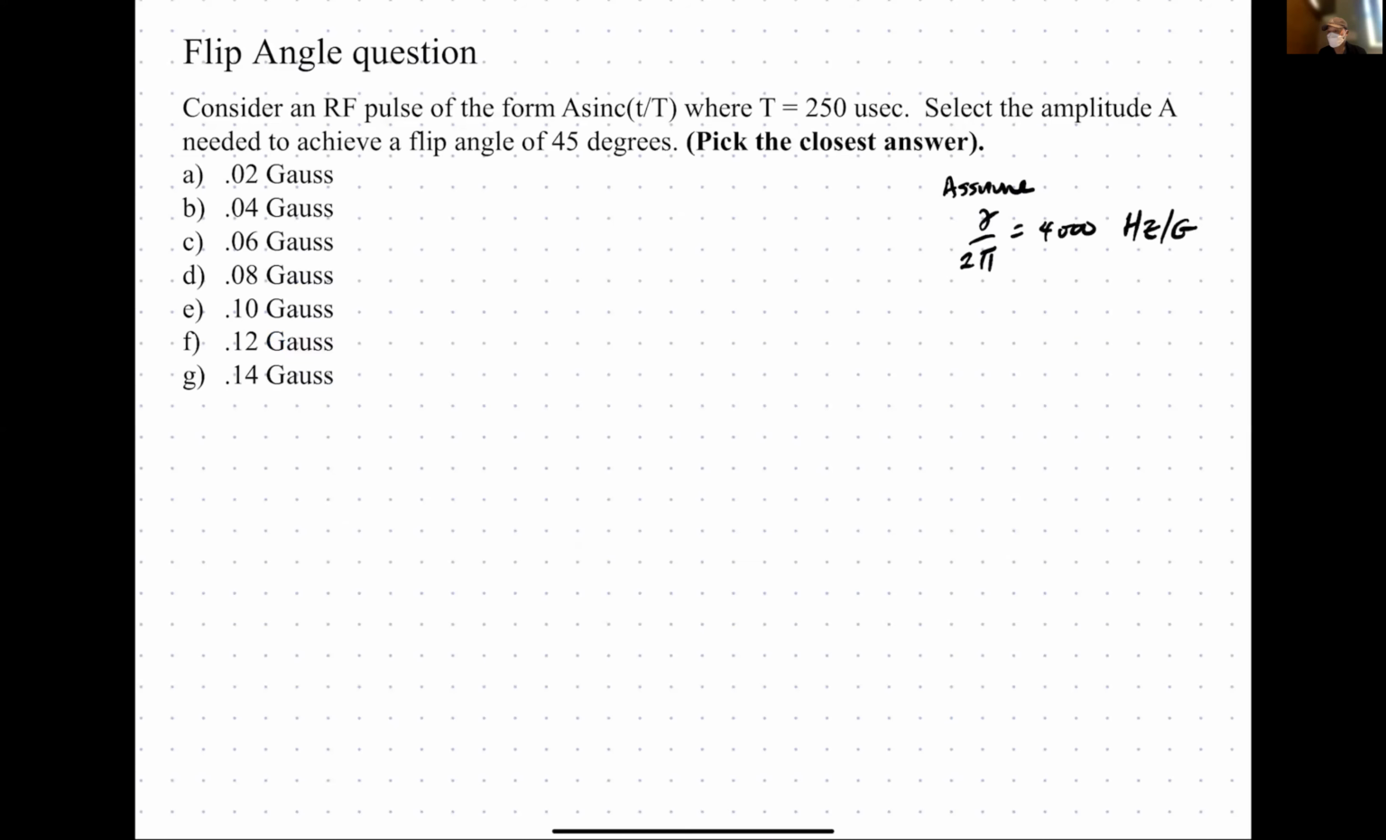So here we consider an RF pulse of the form A times sinc of t over T. First of all, I always recommend drawing out what that is. So it's going to be a sinc pulse, and it's going to have amplitude of A. And then this T is 250 microseconds.